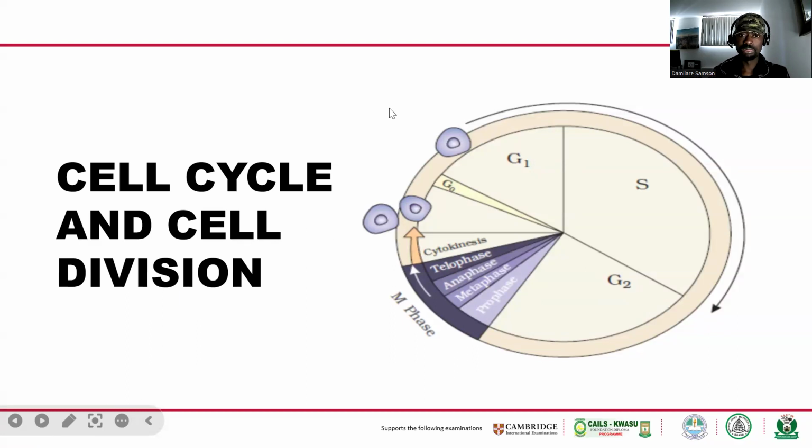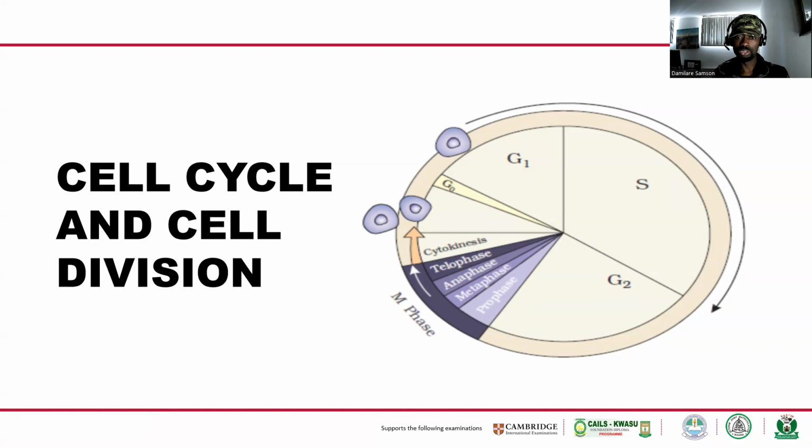How are you doing? So we'll be having another class today. Basically, we'll be going into cell cycle and cell division, where we'll be discussing more about mitosis and meiosis based on our syllabus. But before we continue, I want us to look at this diagram.